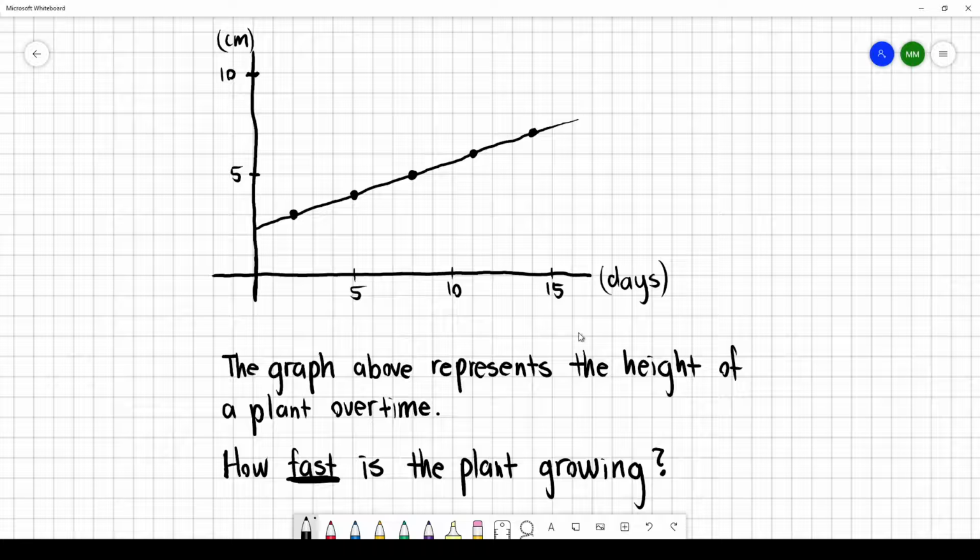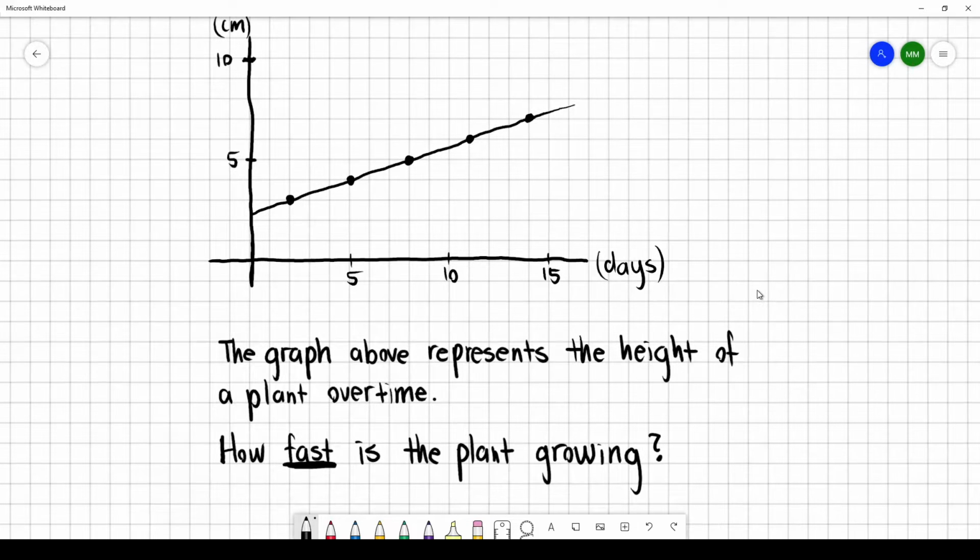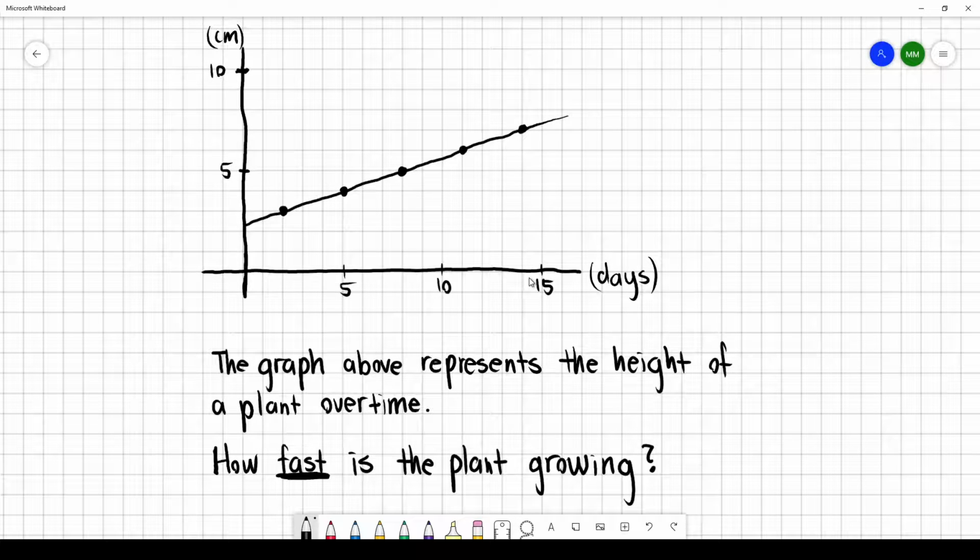So 1/3 is the slope, but this is a word problem. So could you give me the units? So that is the slope, but what are the units?